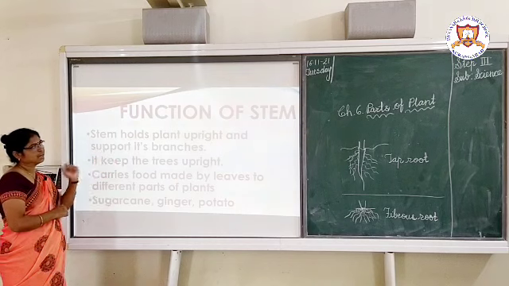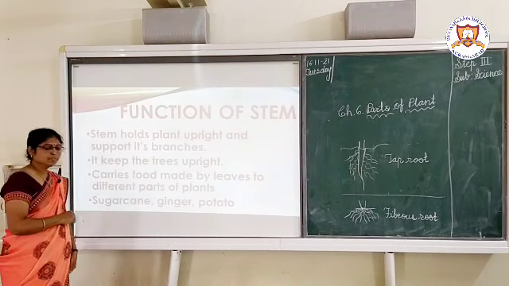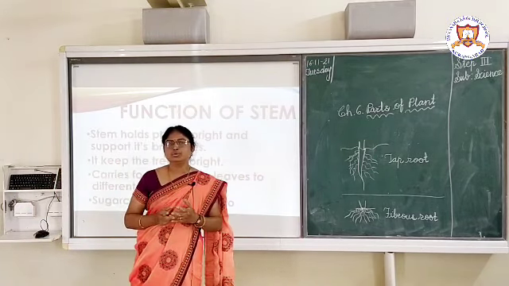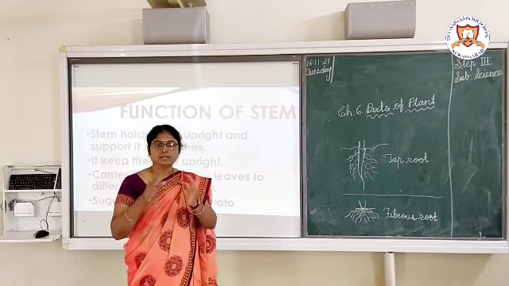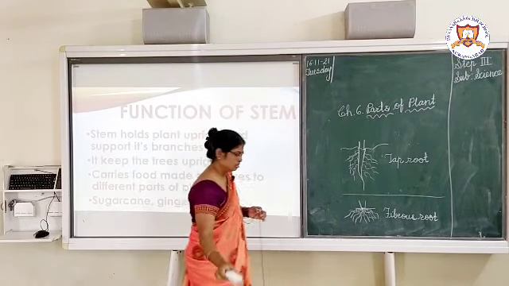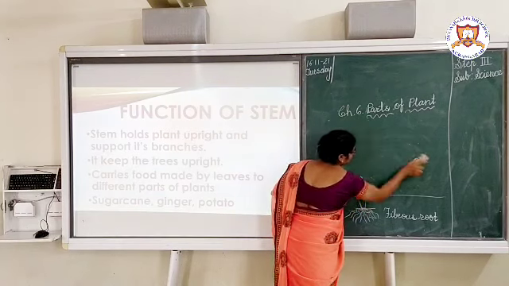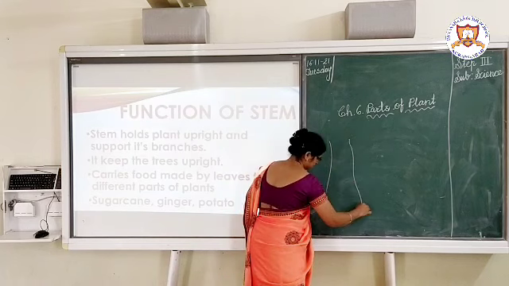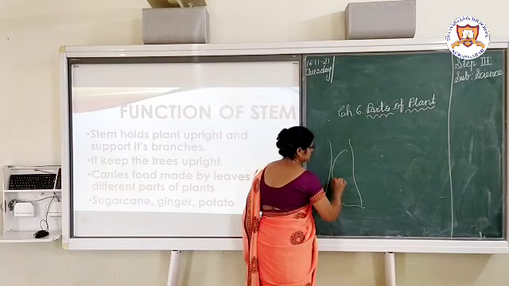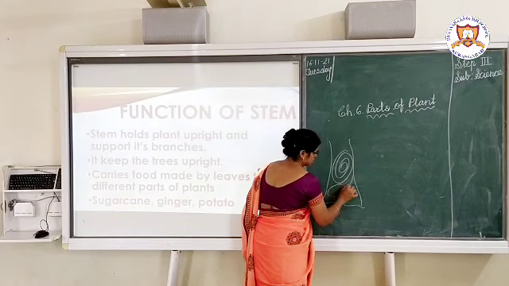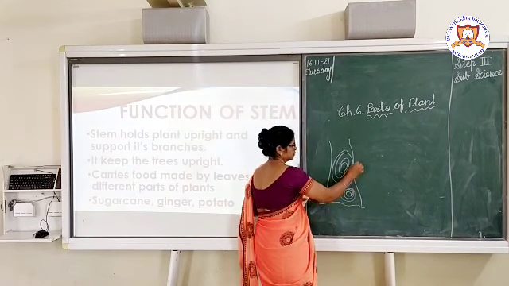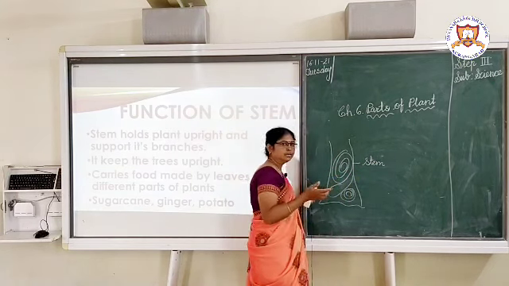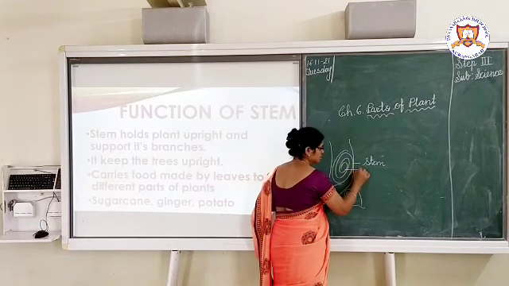In the shoot system, the first part is the stem. First of all, you should know how a stem is, and in which plant you can see a woody and hard stem. Do you know that? You can see it in the neem plant and banyan plant. How is that stem? See here, this is woody and very hard. So this is called a trunk.